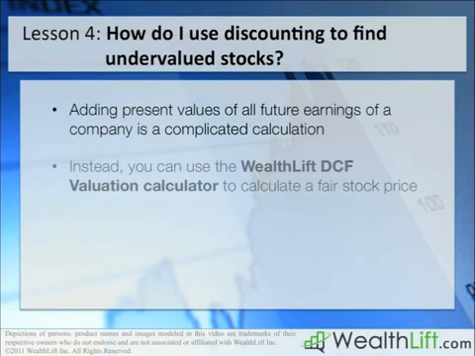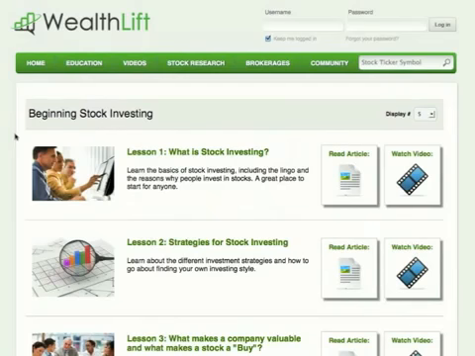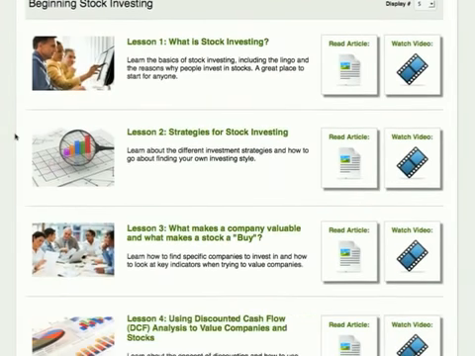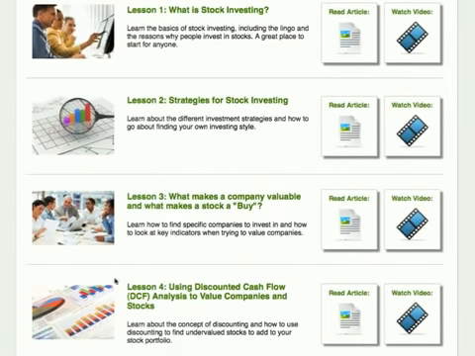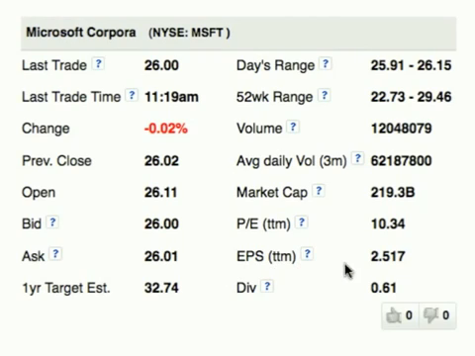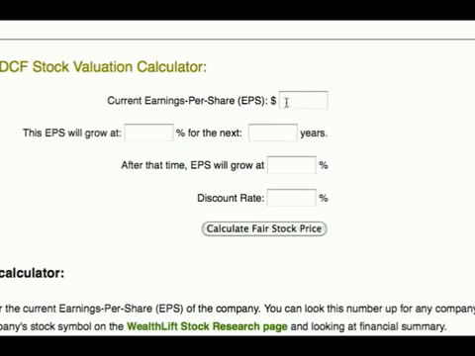Instead, you can simply use the WealthLift Discounted Cash Flow Stock Valuation Calculator to determine a stock price. This calculator can be found on the article lesson page of WealthLift Lesson 4. First, look up the current EPS of any company and enter it into the calculator. The EPS of any company can be found by entering its ticker symbol on the stock research page of wealthlift.com.